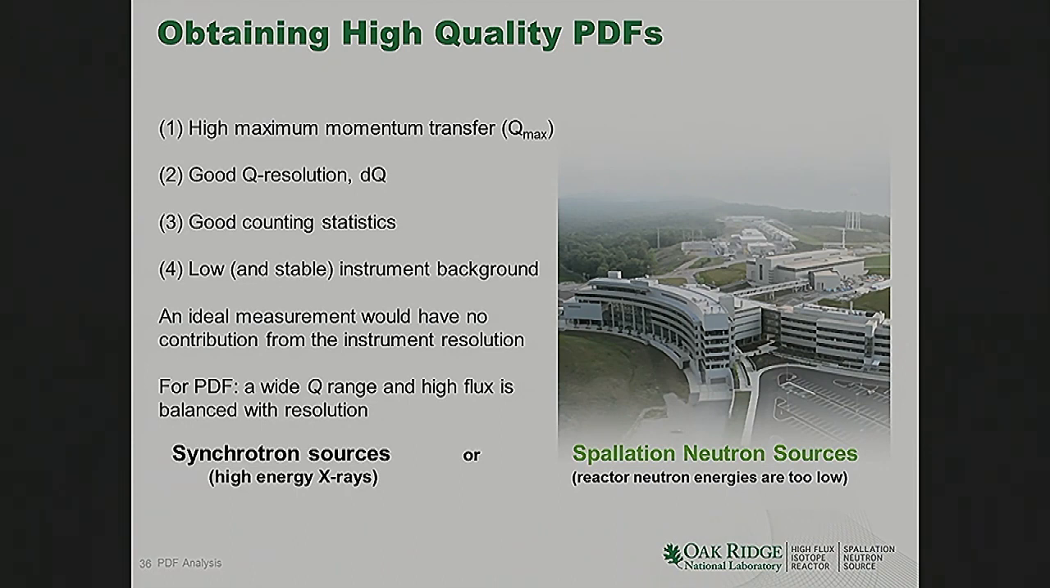An ideal instrument would have no contribution from instrument resolution, of course. And in PDF, we often have a balance of wide Q range and high flux with resolution. And so these are often medium resolution diffractometers in facilities and not the high resolution diffractometers, because we're trading intensity and Q range for resolution. Okay? So those conditions are met at high energy synchrotron sources and at spallation neutron sources like you're visiting today.